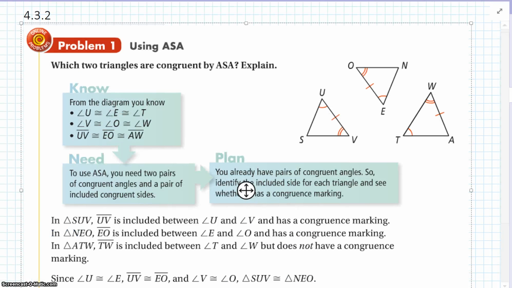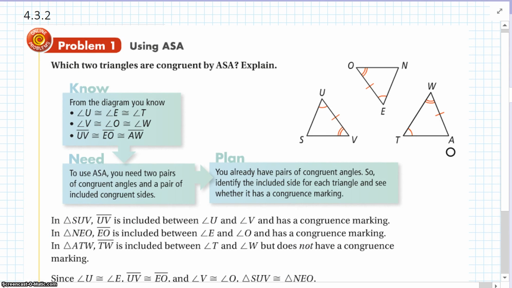Okay, so let's look. Which two triangles are congruent by angle, side, angle? So I have an angle, angle, angle. Off of that angle, I have a side. I do not have a side in this one. And then, finally, I have an included side between two angles. So, angle, side, angle. So those are my two triangles that are congruent.